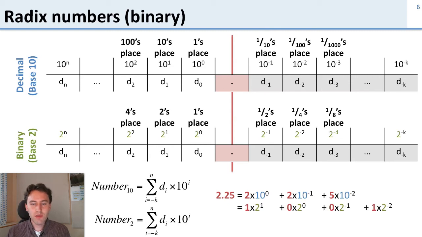If we want to write out the same number there, 2.25, it's now going to be 1 times 2 to the first, plus 0 times 2 to the second, plus 0 times 2 to the minus 1, plus 1 times 2 to the minus second, because 2 to the minus second is a quarter, and this will give us 2.25, or 10.01 in binary.